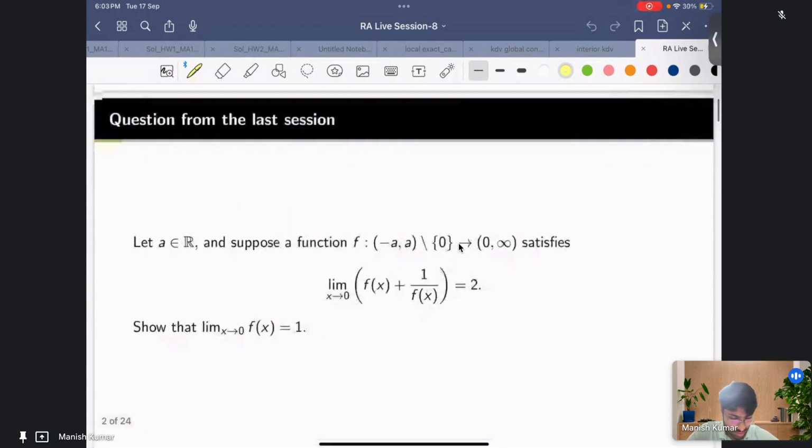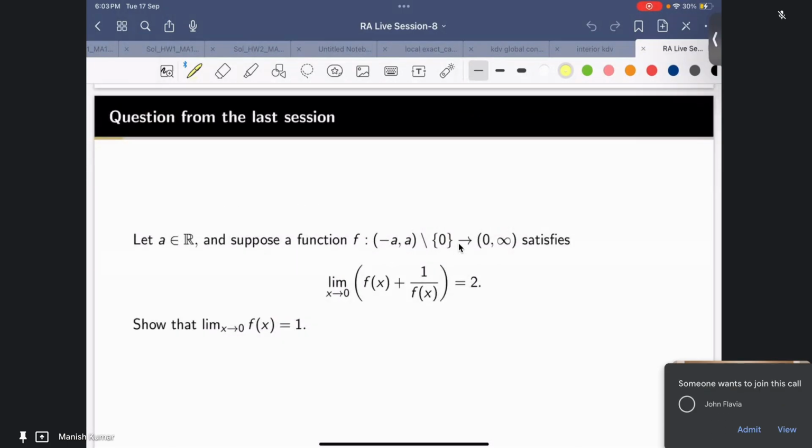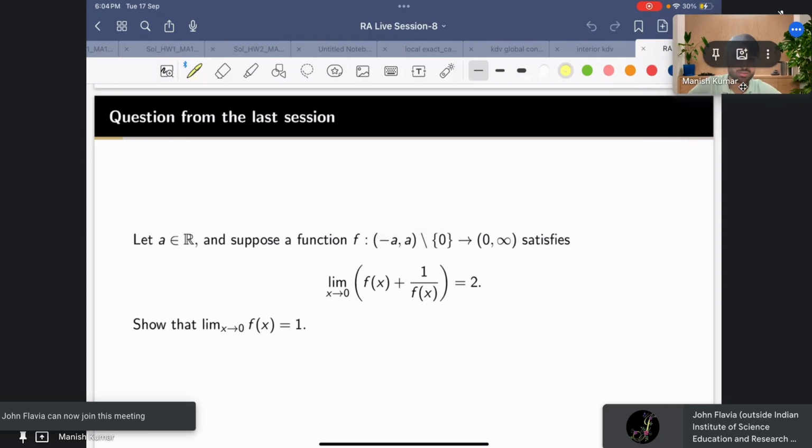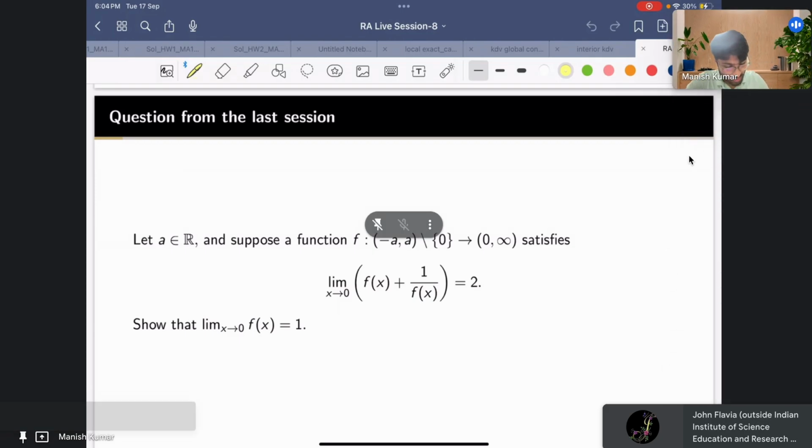Okay, so this is the question that was left in the last class. So I'll first try to address this problem and then I'll go to the new problems. Okay, so we'll start with this problem.